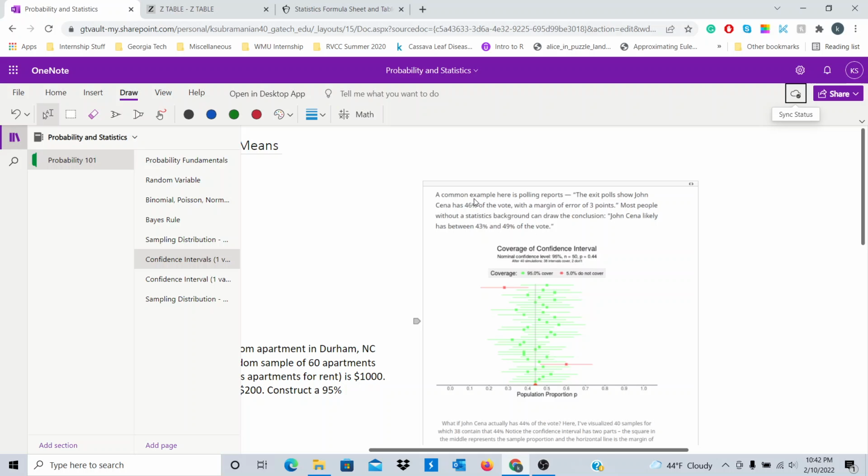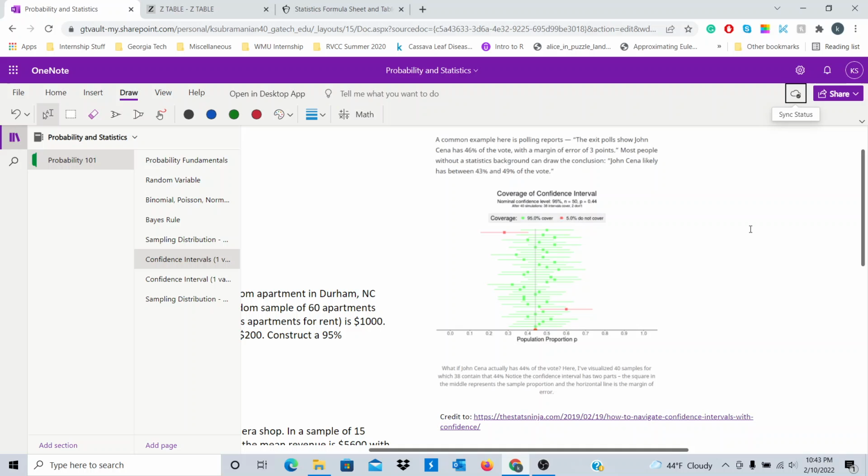So if John Cena has 46 percentage points of the vote with a margin of error of 3 points, then you'd most likely conclude that John Cena has between 43% and 49% of the vote. Hopefully you understand how we come to that conclusion. This is our intuitive understanding of margin of error. It means that John Cena has maybe less than 3% of 46 or more than 3% of 46. So we have this window of possible percentage points in which John Cena has the vote, between 43% and 49%.